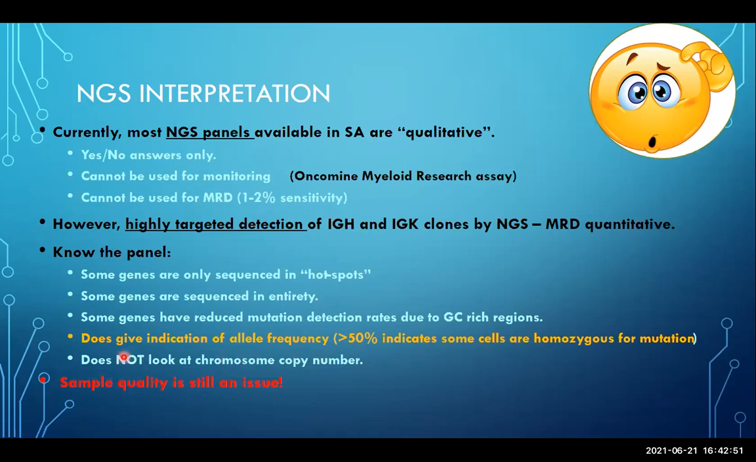But the key thing here is that you can't look at chromosome copy number in this Oncomine panel. So you really need to know the panels, and sample quality is still an issue. You're not escaping from that, whether it's RNA or DNA input. In fact, I think it's more of an issue with NGS.